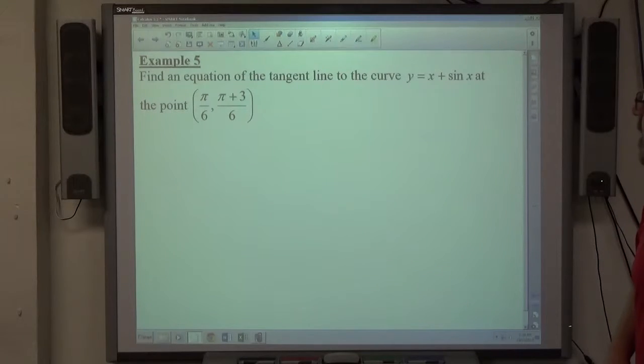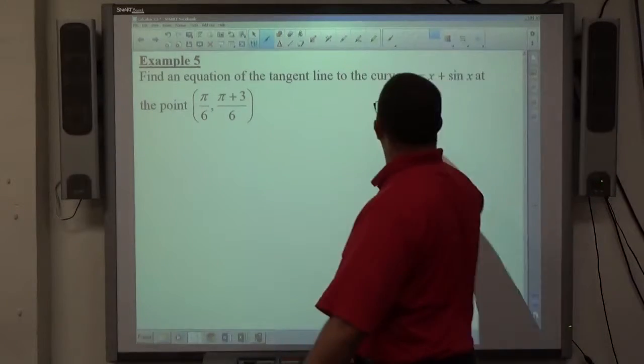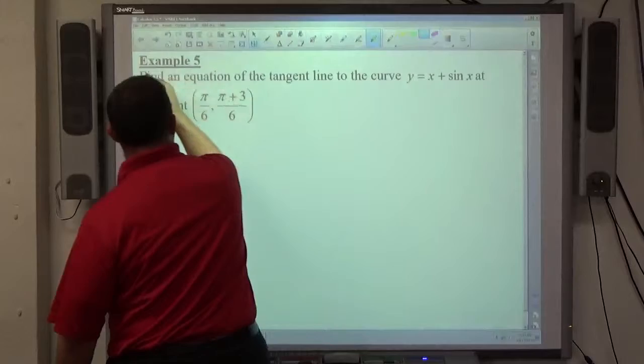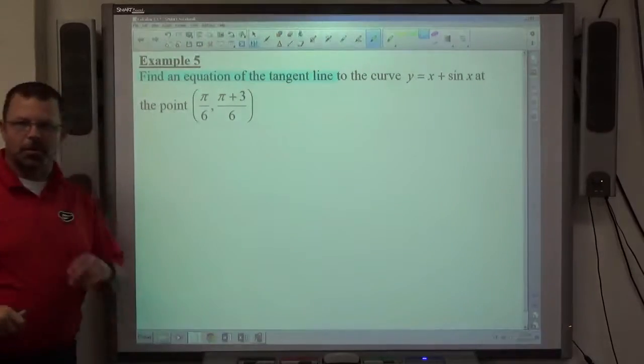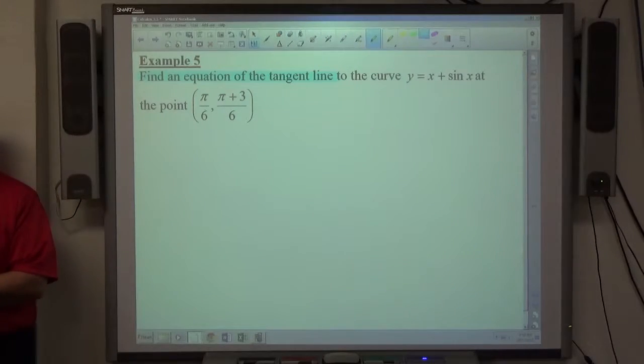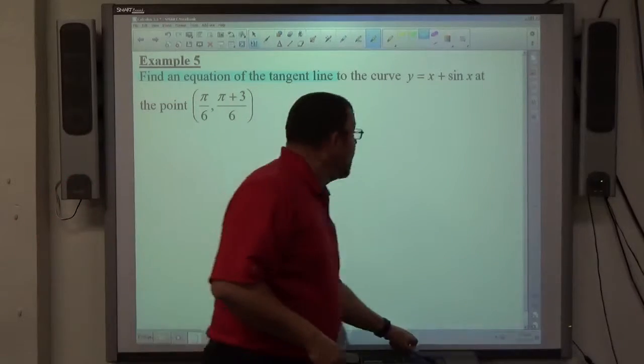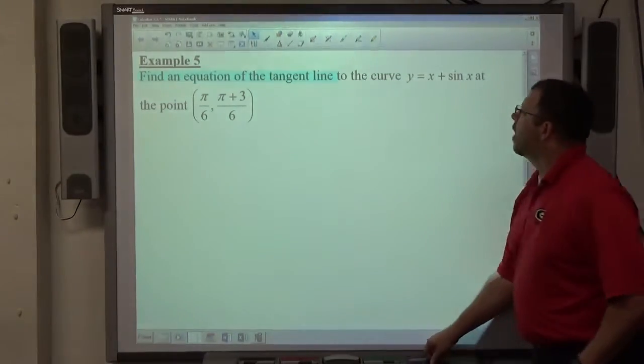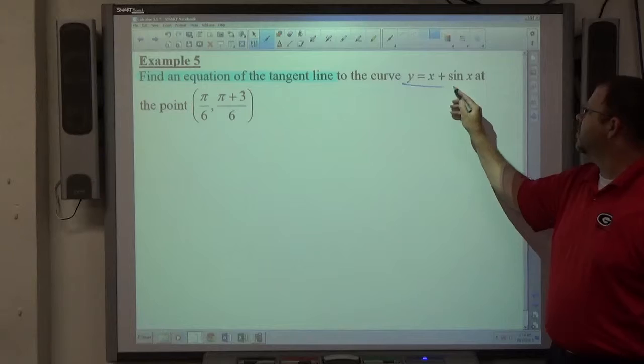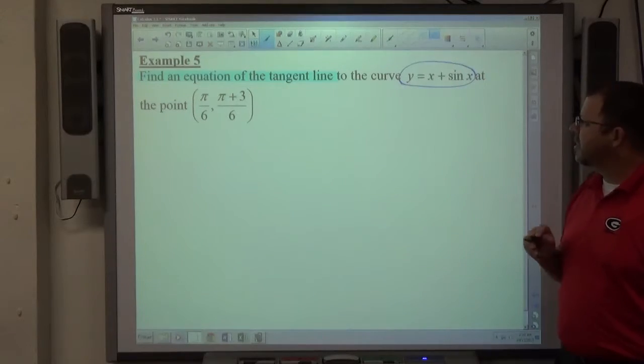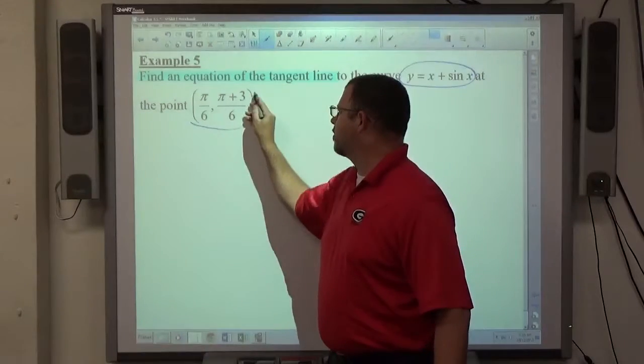All right, example 5, find an equation of the tangent line. So there's the same problem that keeps on happening again and again and again in this book, right? Find the equation of the tangent line. Okay, so we want it to be tangent to the curve y equals x plus sine of x at the point pi over 6 comma pi plus 3 over 6.